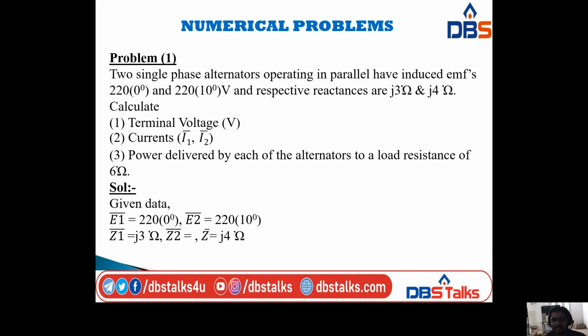Next, using this data we have to calculate the terminal voltage V bar, the currents I1 bar and I2 bar, and the power P developed by each of the alternators. That means we have to calculate the P1 and P2 values, for a load resistance of 6 ohms. The load impedance is Z, and the given Z value is 6 + j6 ohms.